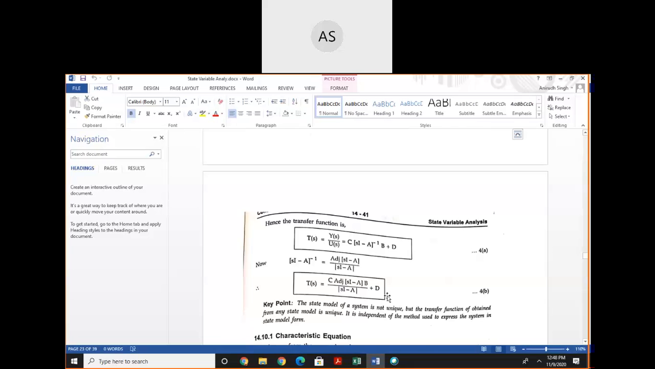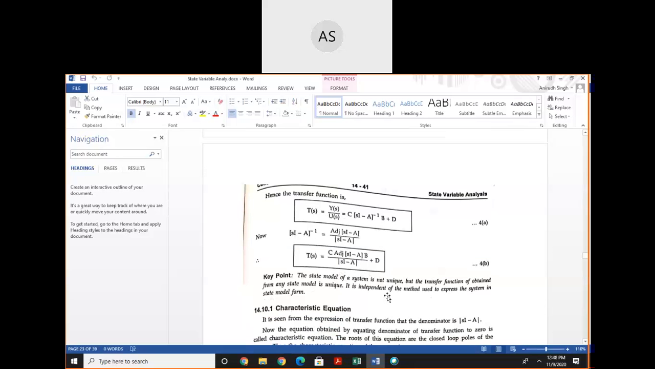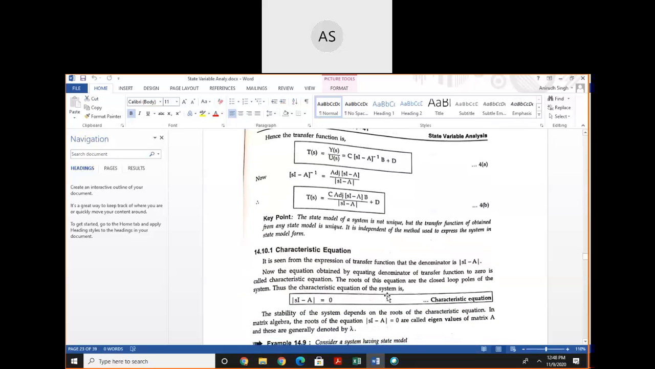Remember that the state model of a system is not unique, but the transfer function obtained from any state model is unique. It is independent of the method used to express the system in state model form.